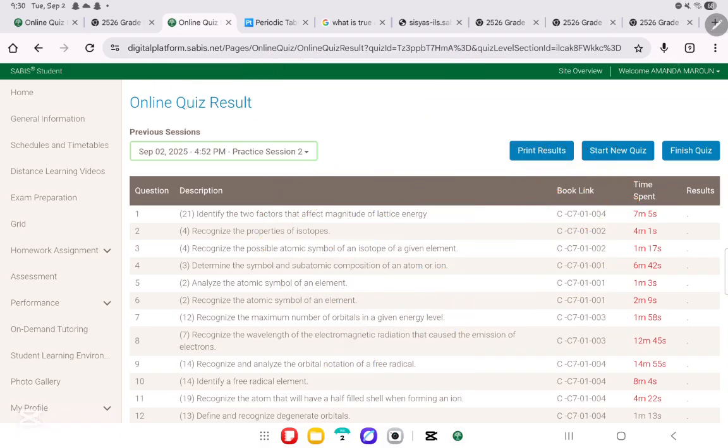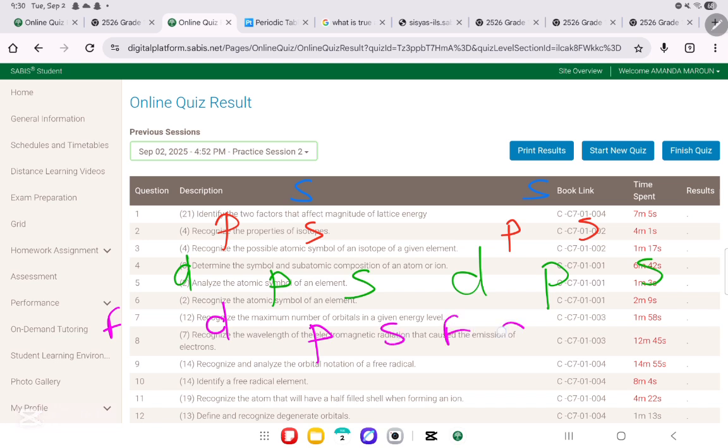Another method of doing it is like this. You're going to start with S, and then S. And then P, S, P, S. And then D, P, S, D, P, S. And then F, D, P, S, F, D, P, S, right? This is how you do it. Now let's number them: 1, 2, 3, 4, 5, 6, 7, and 8, right?